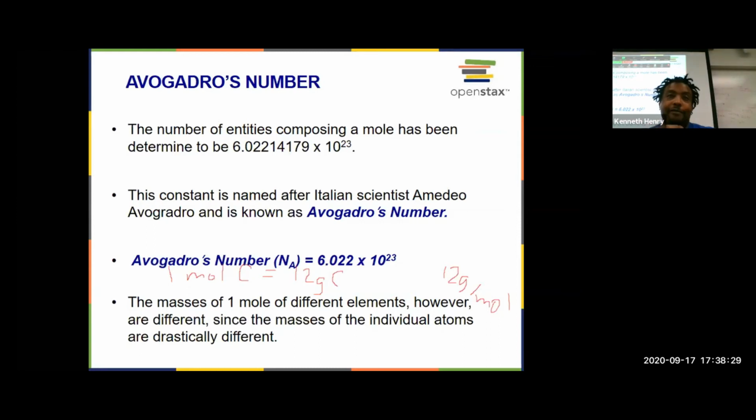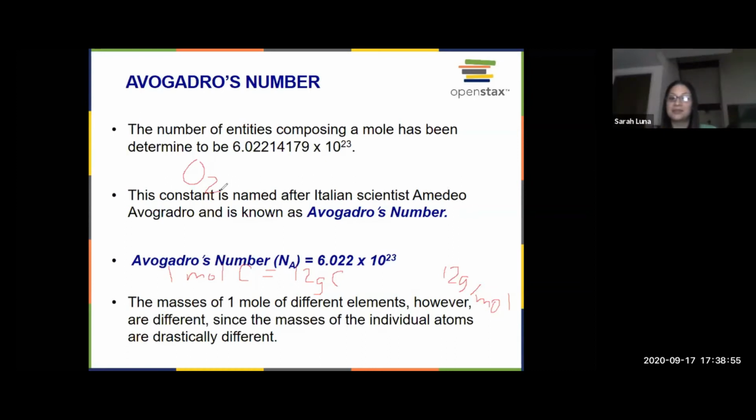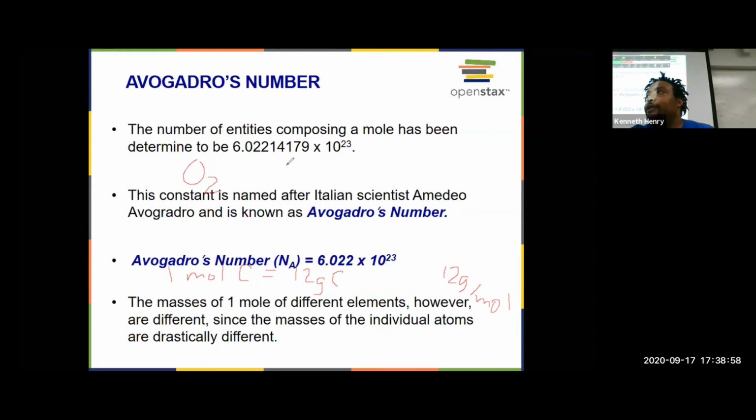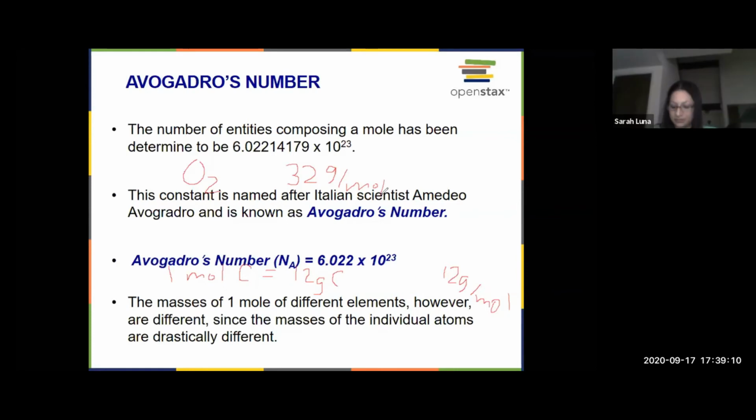16, right? And if we're talking about oxygen gas, O2, which is what I mean when I say oxygen generally, how much would a mole of oxygen gas weigh? 2 times 16 is 32. So it would be 32 grams per mole. You get it? Yes. Good.